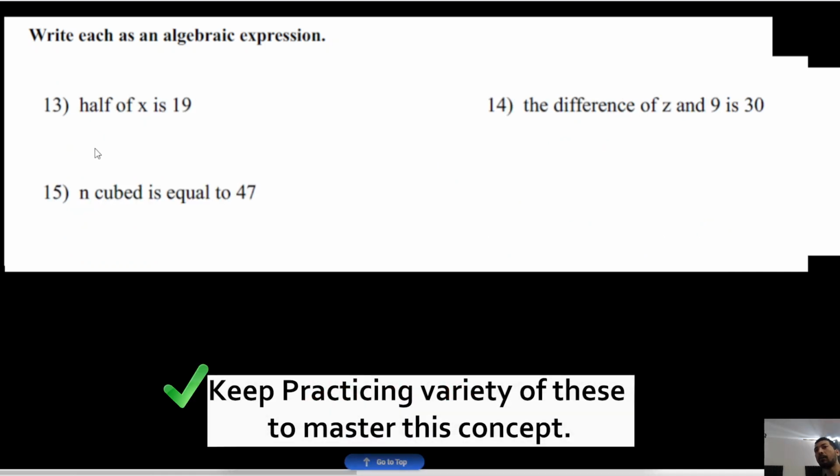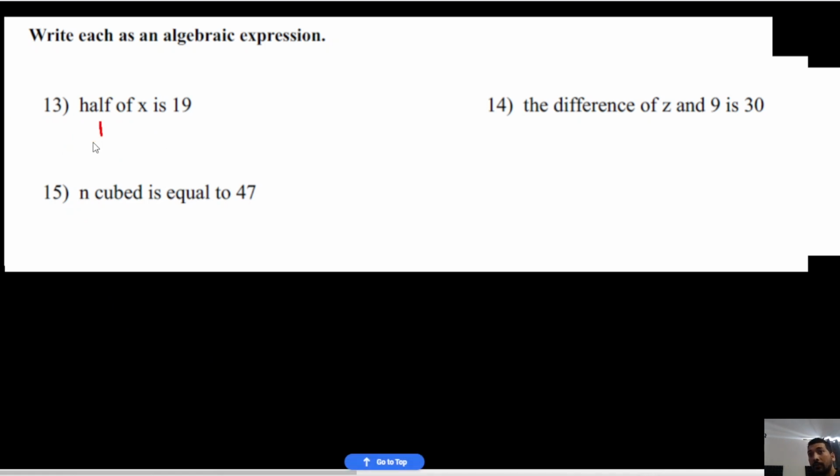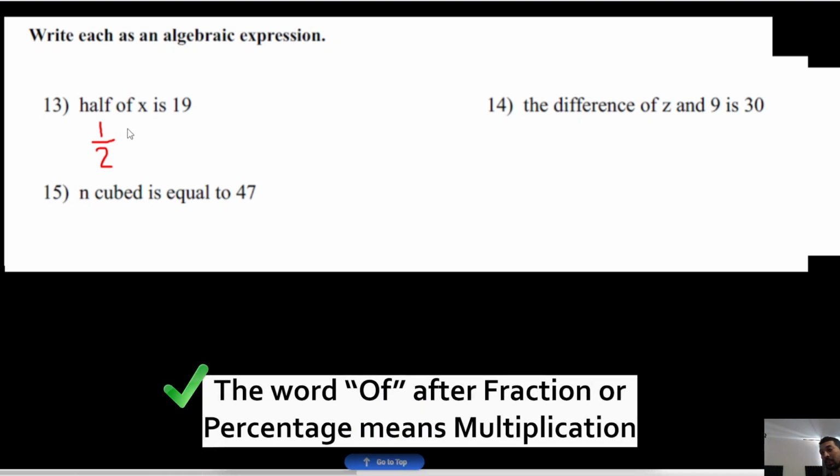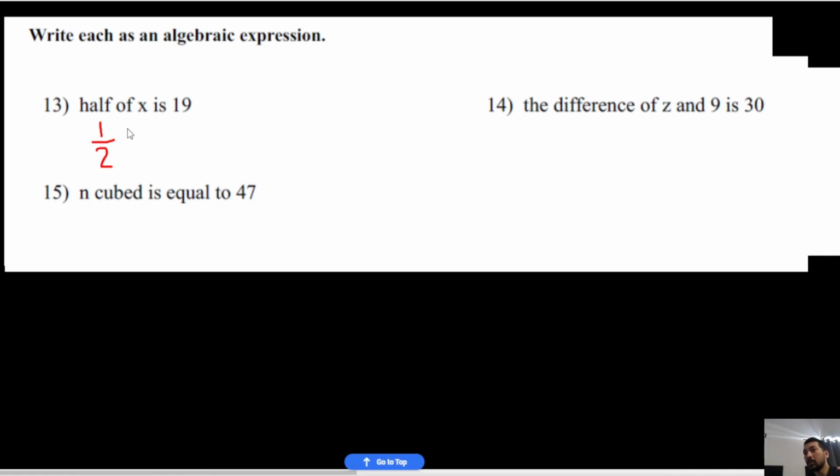Number 13, we have half of x is 19. So half of x, we just take 1/2. The word of refers to the multiplication. So this is very important. Anytime you have the word of, this refers to the multiplication. So half of x means 1/2 times x. So I'm using a dot over here. Is referring to the equal sign, is 19. So we can also write this as 1/2 x equals 19. So we can just skip the dot.